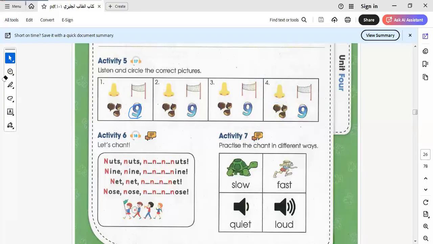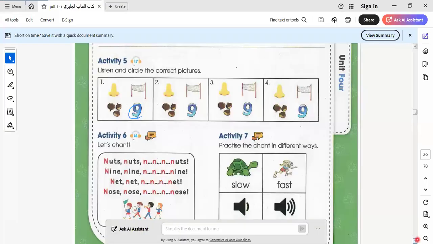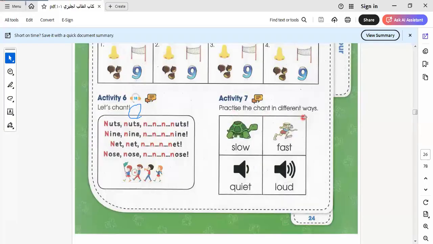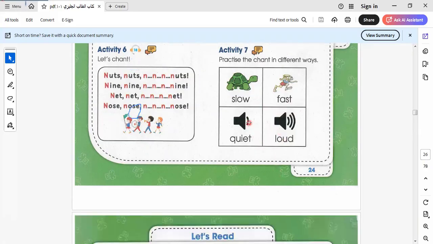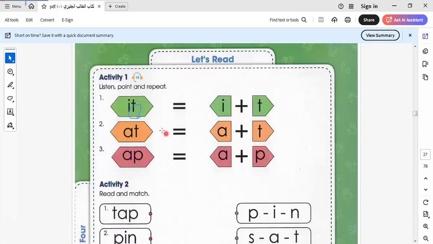Here is an activity. This is chant and practice. Let's do it together. Practice and chant in different ways. Here is slow, fast, quiet, and loud. Slow, fast, quiet, and loud. This is the opposite, to say opposite words.